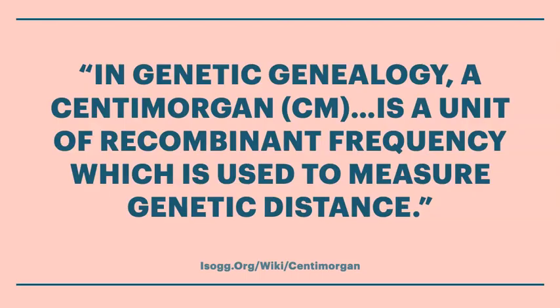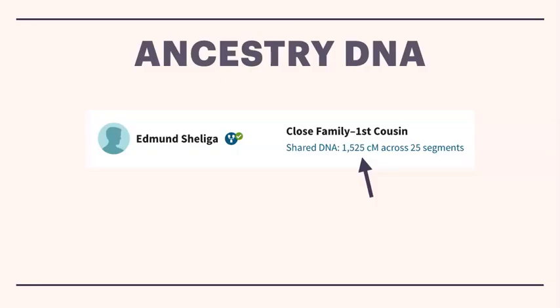Centimorgan project. In genetic genealogy, a centimorgan is a unit of recombinant frequency which is used to measure genetic distance. In common terms, a centimorgan is a measure of DNA that you share with someone else. So for example, here's the shared DNA that I have with my grandfather on Ancestry. And you can see that it says right under that they're assuming our relationship is close family to first cousin. And our shared DNA is 1,525 centimorgans across 25 segments.